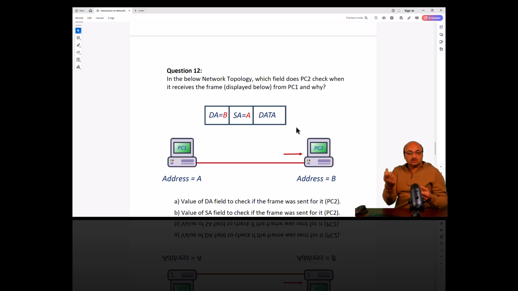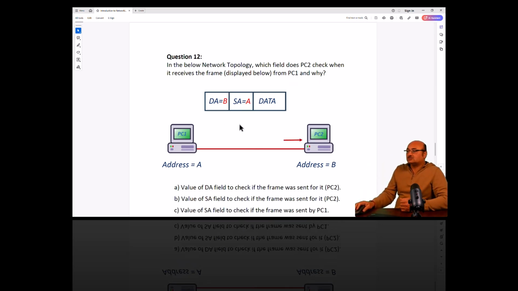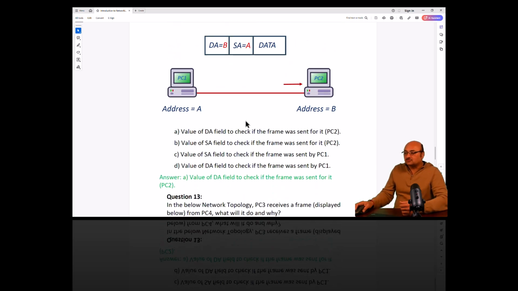When a courier comes and says, hey, this is a parcel for you, what do you check? Is it really for my name or somebody else's name? If it is indeed for my name, I accept it. If it is not, I reject it. So what am I going to check? The destination address. So the receiving side, PC2, will check the destination address field. And why? To check whether it is really intended for it, whether it really belongs to it or not. So the answer for this is option A.